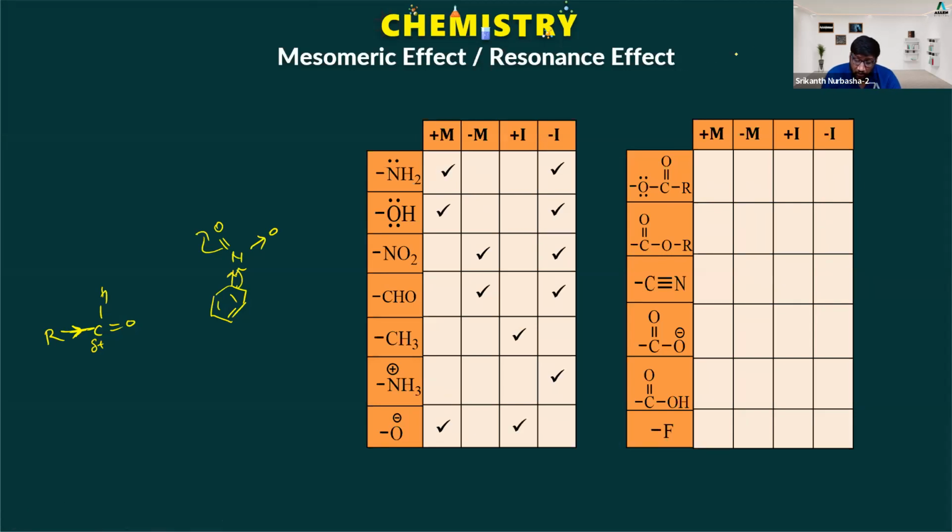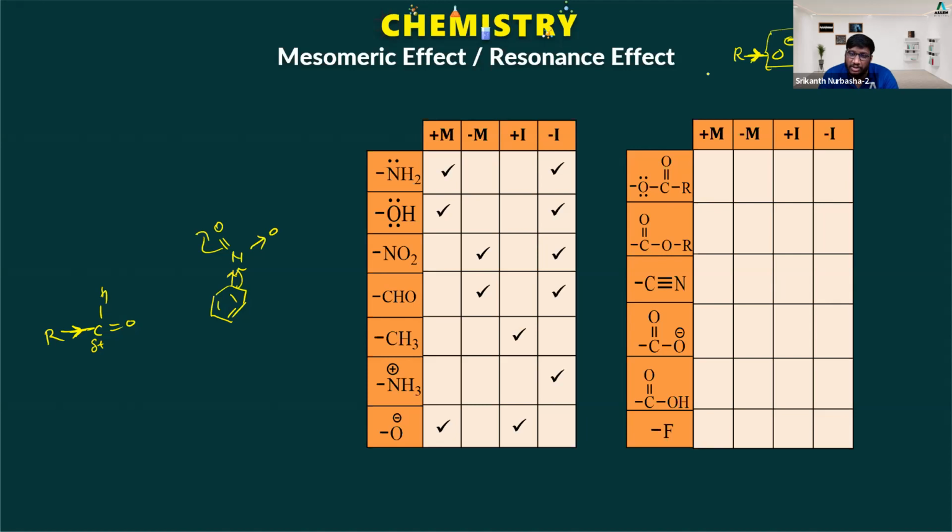Negative charge on oxygen. Oxygen is more electronegative when compared to carbon, but look at this order: RO minus. Oxygen, although it is more electronegative, will it withhold the electron in C? Understand this point carefully. If it attracts the electron in C, what happens? The O minus is already having negative charge. If it attracts the electron in C, negative repulsion will be increased.